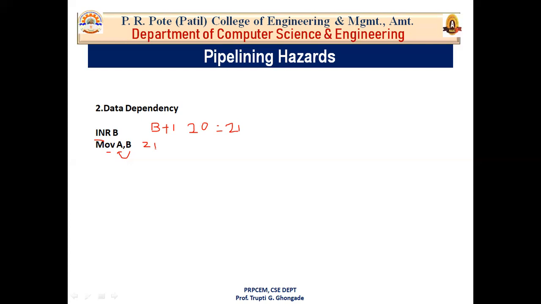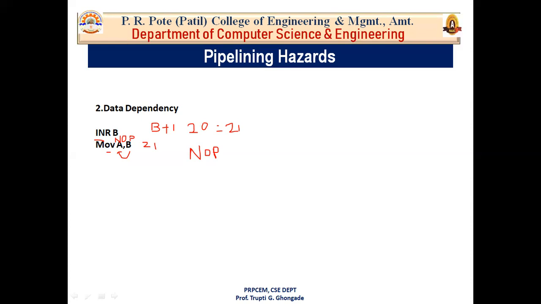This problem can be solved for a small pipeline instantly by putting a NOP between the two instructions. NOP stands for no operation. In simple pipelining, to solve this data dependency problem, we write a NOP instruction between increment B and move A comma B. This NOP is a dummy instruction. If we put a NOP instruction, our problem will be solved because NOP means no operation, and it will not affect the program anyway.